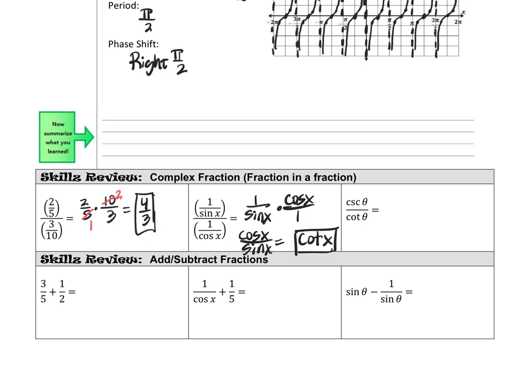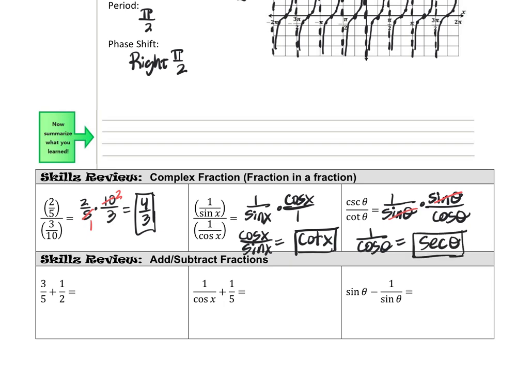Okay, so this next one, that one looks a little worse. Okay, so let's see. Cosecant I know is 1 over sine. And I'm multiplying by the reciprocal of cotangent, which is tangent. So I'm multiplying by sine over cosine. And, oh, look, the sines cancel out. So that means I have 1 over cosine, which is secant. Well, that wasn't so bad.